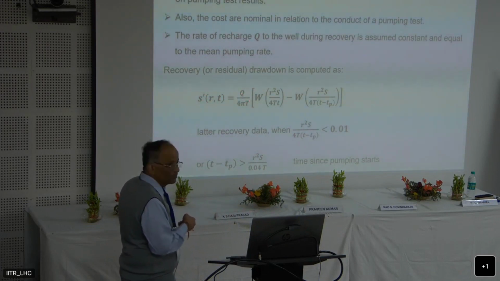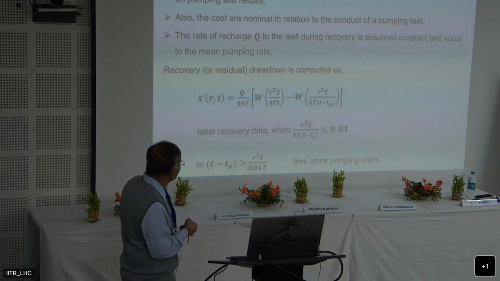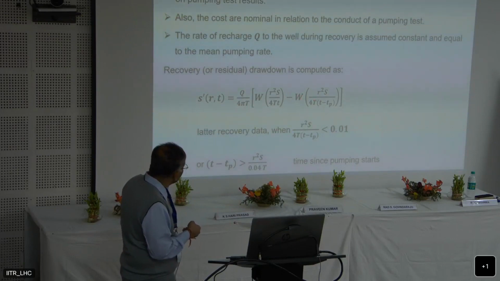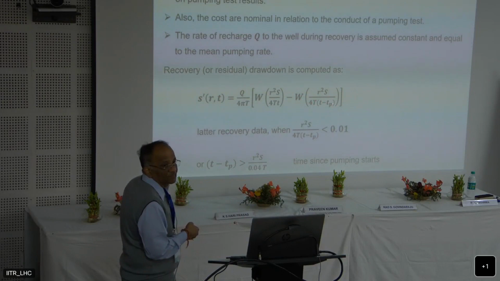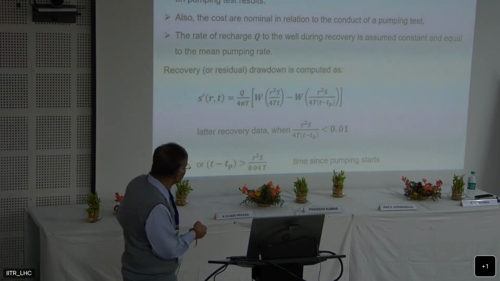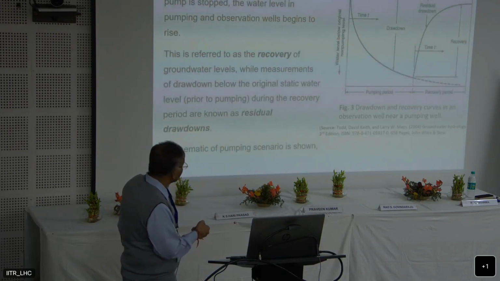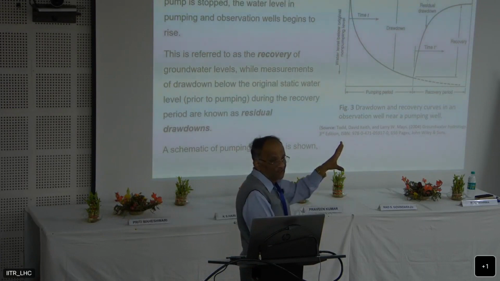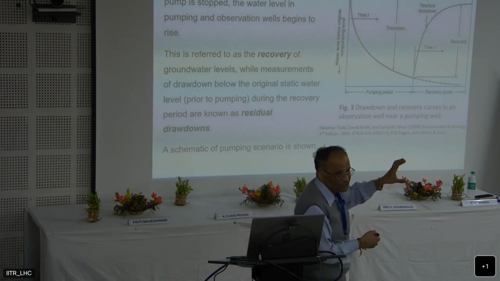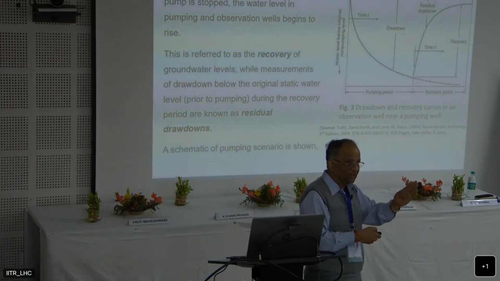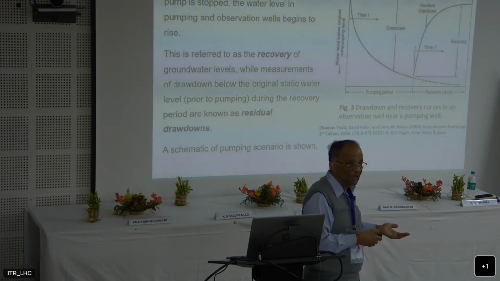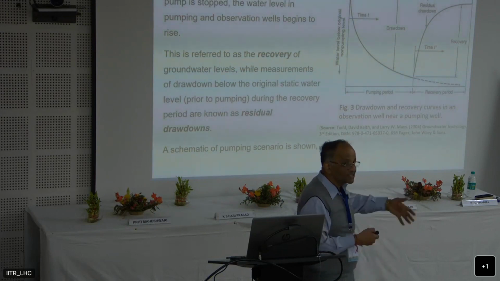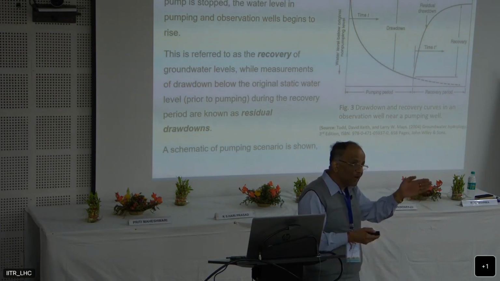S dash we can write as Q by 4 pi T into W. This is the well function, where this T starts from 0, whereas for the second one the origin is TP, so T minus TP. Basically, as Professor Govindaraju said, when you have time varying pumping, I have a discharge of Q up to time TP. After time TP I am stopping the pump, so my discharge is 0. Mathematically, how can we get this scenario for time after TP?